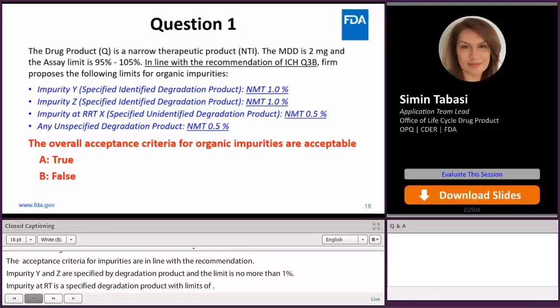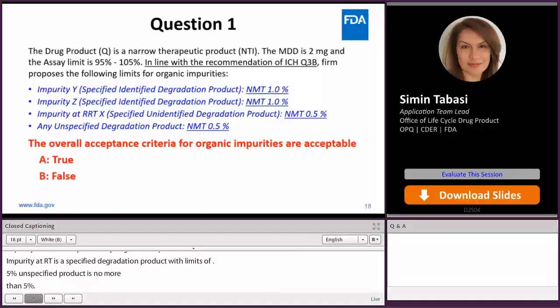Based on this presentation, is the overall acceptance criteria acceptable? I give you a few seconds for response.